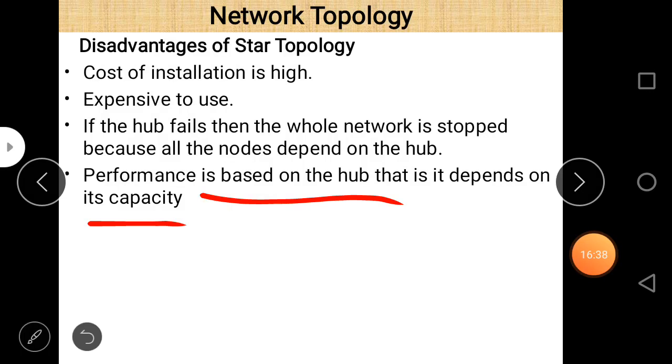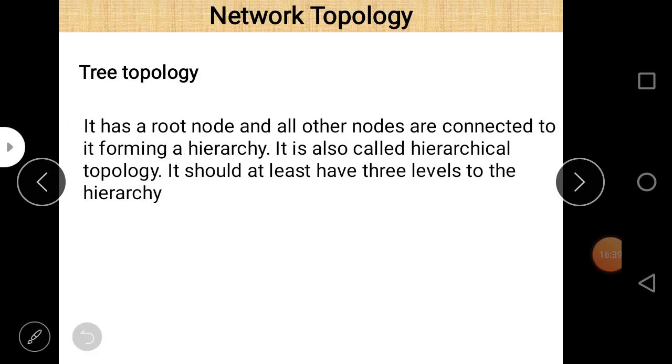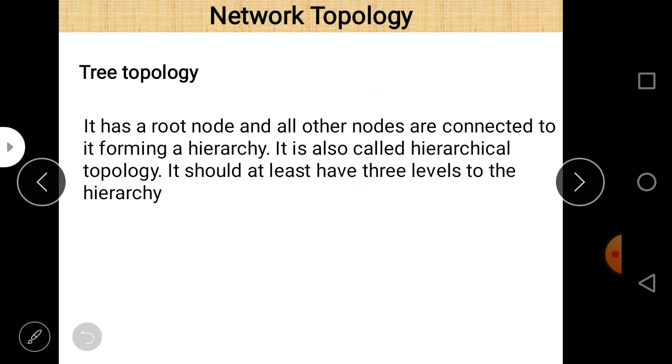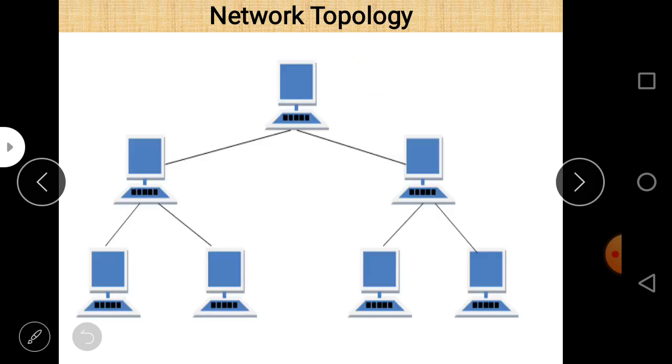Our next topology is tree topology. As the name suggests, it looks like a tree. So this is a root node, and again it is a formation of a tree. So what is a tree topology? It has a root node and all other nodes are connected to it, forming a hierarchy, and it is also called hierarchical topology, and it should have at least 3 levels in the hierarchy. So at least 3 levels should be there.